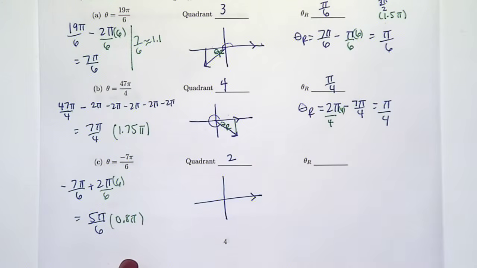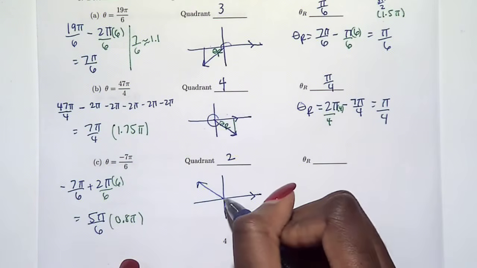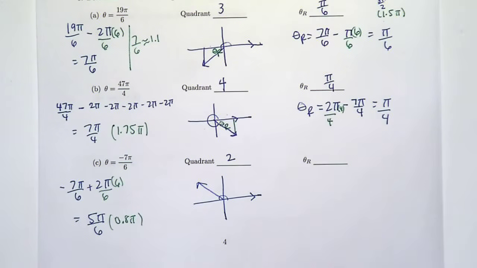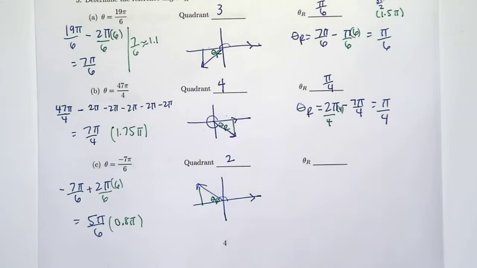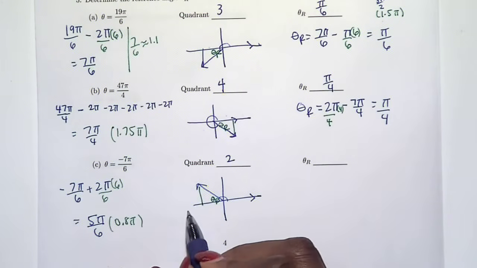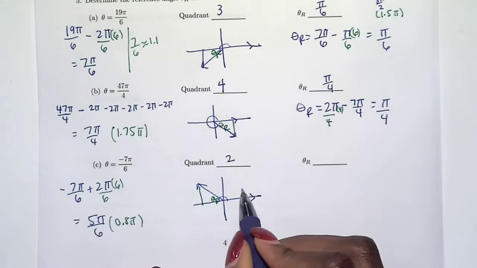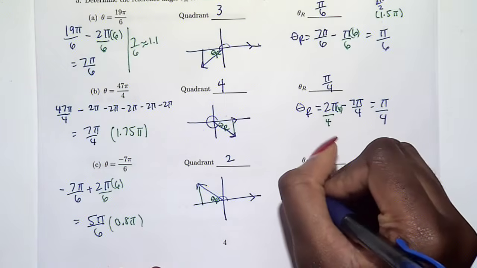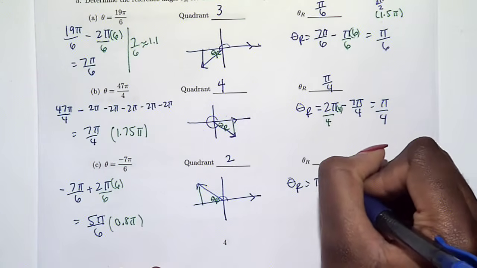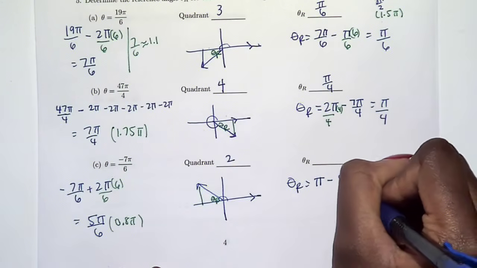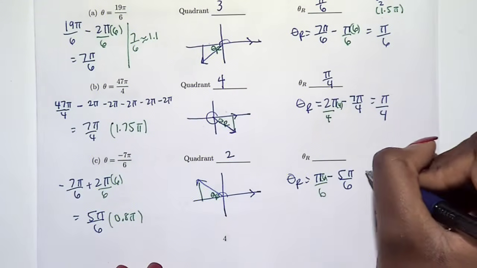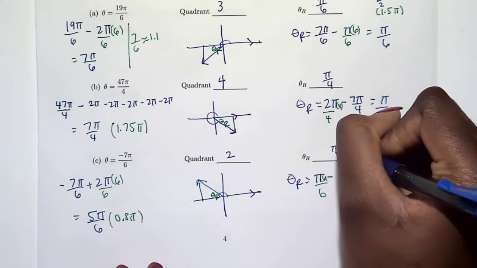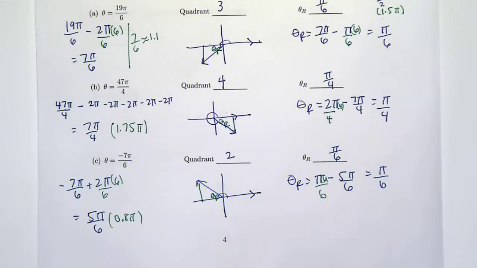So we are talking about an angle that starts here, ends in quadrant 2. What we're asked to find is this little reference angle. All right. So that means we need to take this angle, subtract this one, and we'll have our reference angle. So pi minus 5 pi over 6. And we get pi over 6 as our answer. So that is our reference angle.